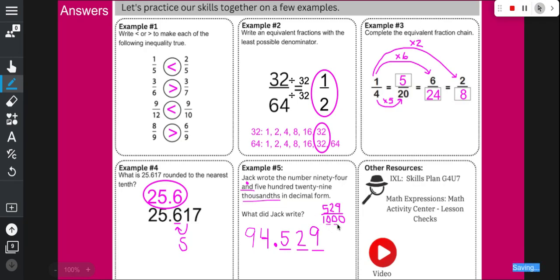There are 3 zeros in 1,000. So I have 3 numbers after the decimal. The 9 goes into the last, the 2 and the 5 go in front of it. Rewatch the video if you need any extra help or explanation. Otherwise, good luck.